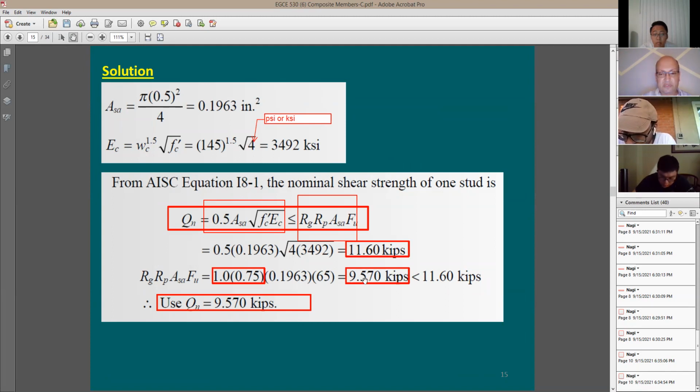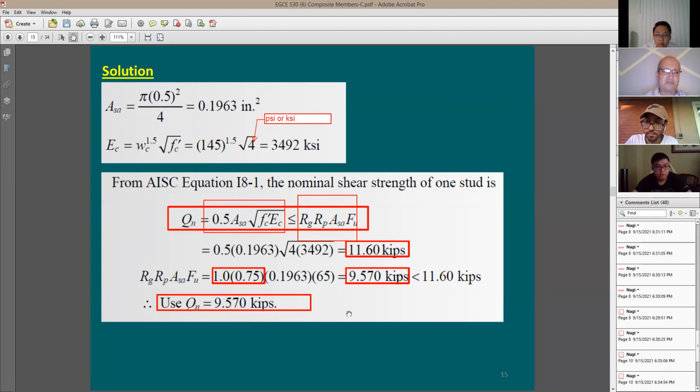Now, which value to use? Is it the 11.6 or the 9.57? Look at the equation, how to set. When you have two equations for the strength, you're gonna take the smaller of the two. So you're gonna be taking Qn for one stud. This is gonna be 9.57 kips. Okay, so one stud is gonna be resisting 9.5.